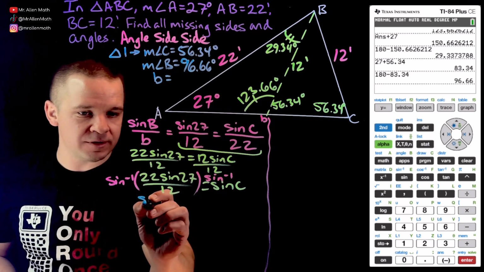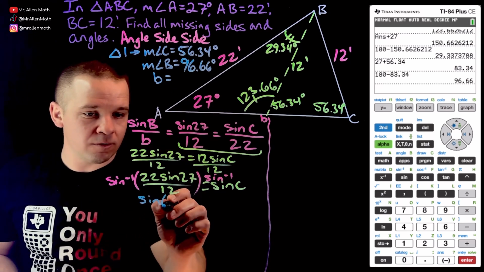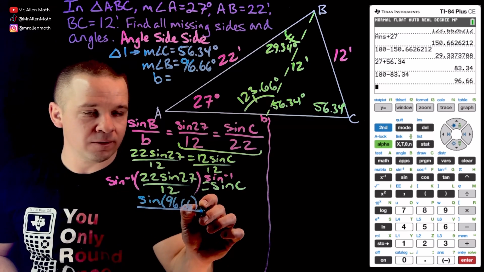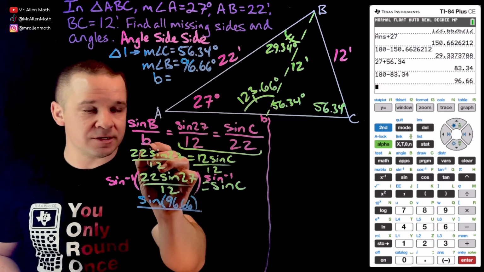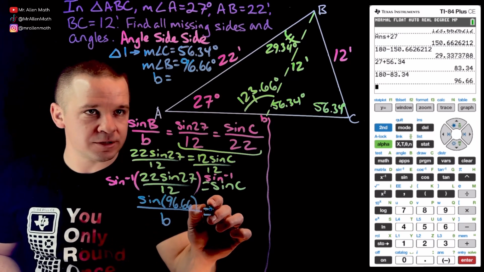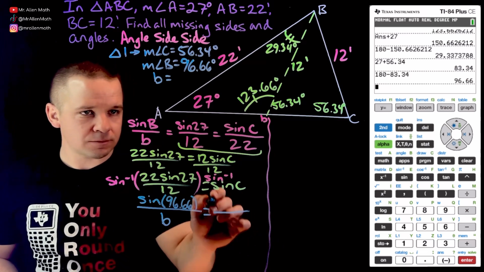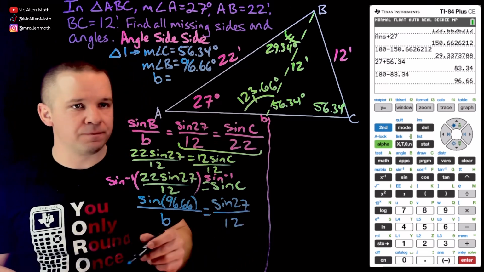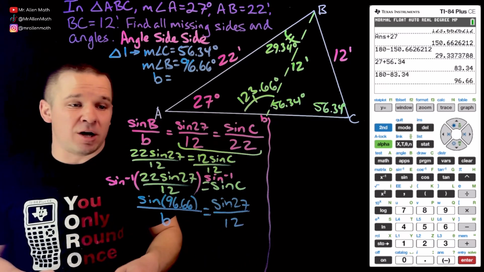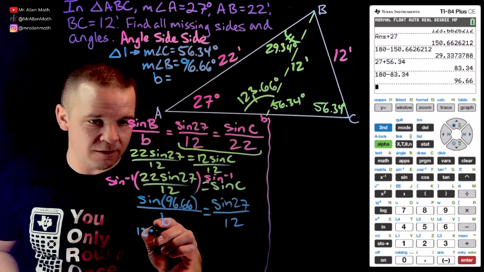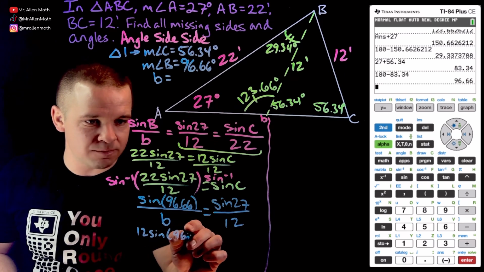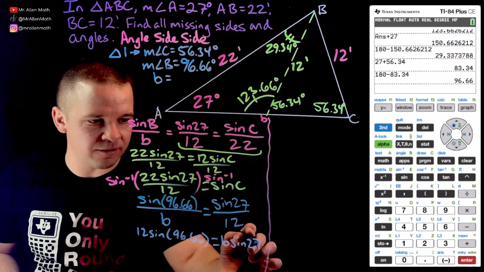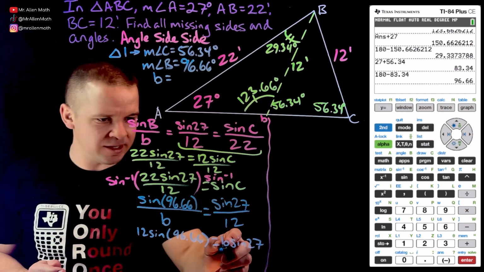So sine of angle B, that's 96.66 over side B, which we don't know, equals sine of 27 over 12. Okay, so there we go. Now I'm going to cross multiply and solve. So we get 12 times that guy: 12 sine of 96.66 equals B sine of 27. And then we divide by sine of 27. Almost forgot.